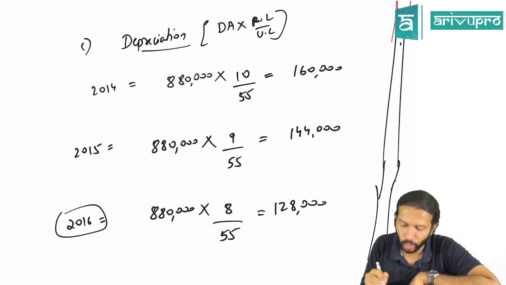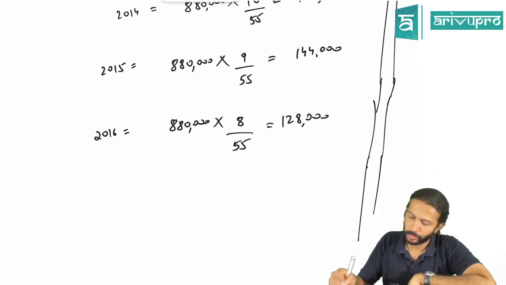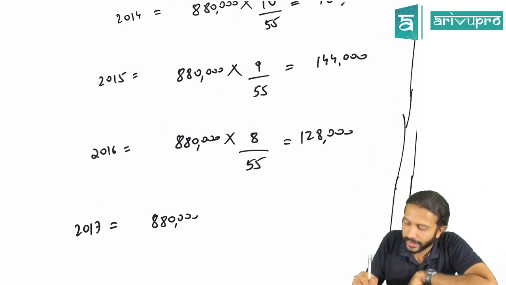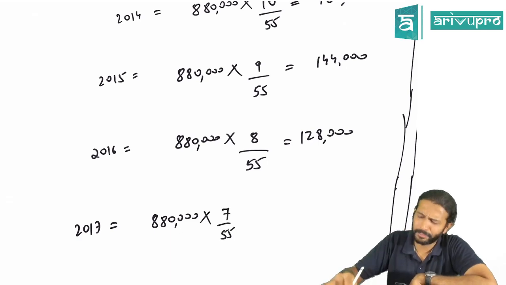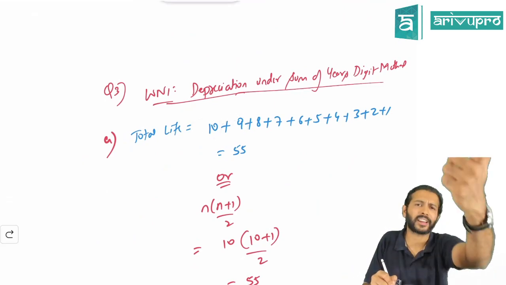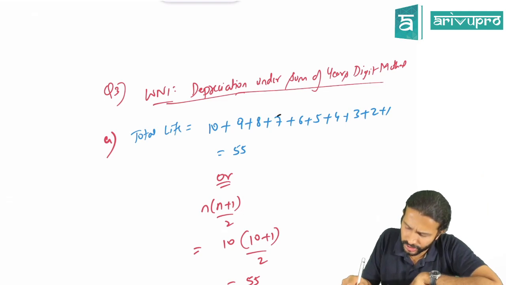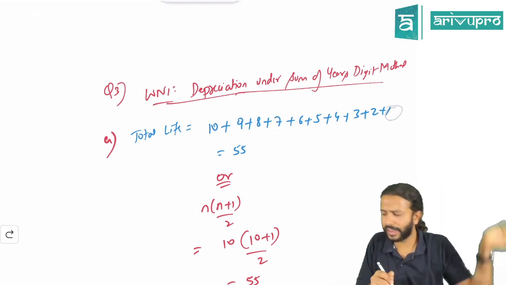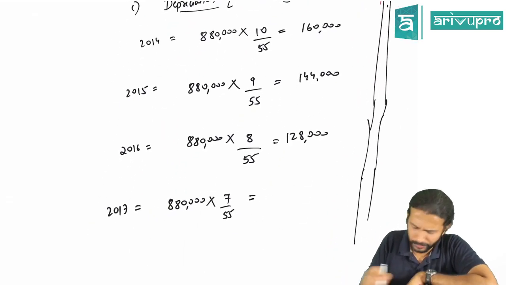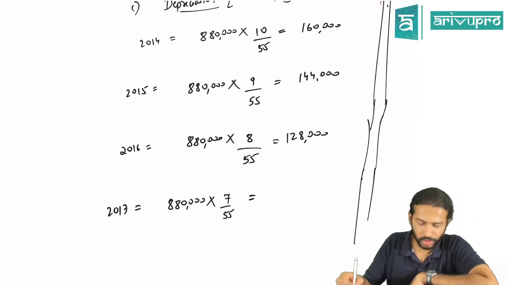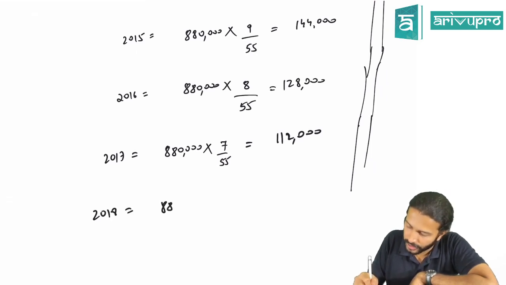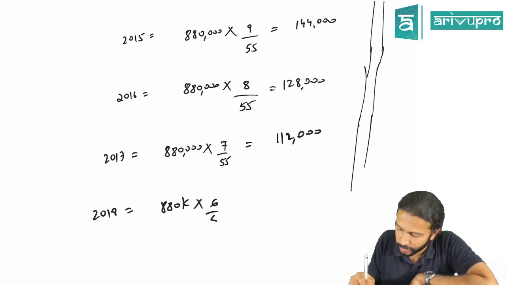But in the question, they have asked it only for 2019. But I am doing it for all so that you get a little practice. For 2017, it will be 8,80,000 into 7 by 55. Same like this: you take 10 for the first year depreciation, 9 for the second year, 8 for the third year, 7 for the fourth year, 1 for the last year. Manageable? Everyone okay now? So this will be 1,12,000. 2018 will be the same, 8,80,000 into 6 by 55.